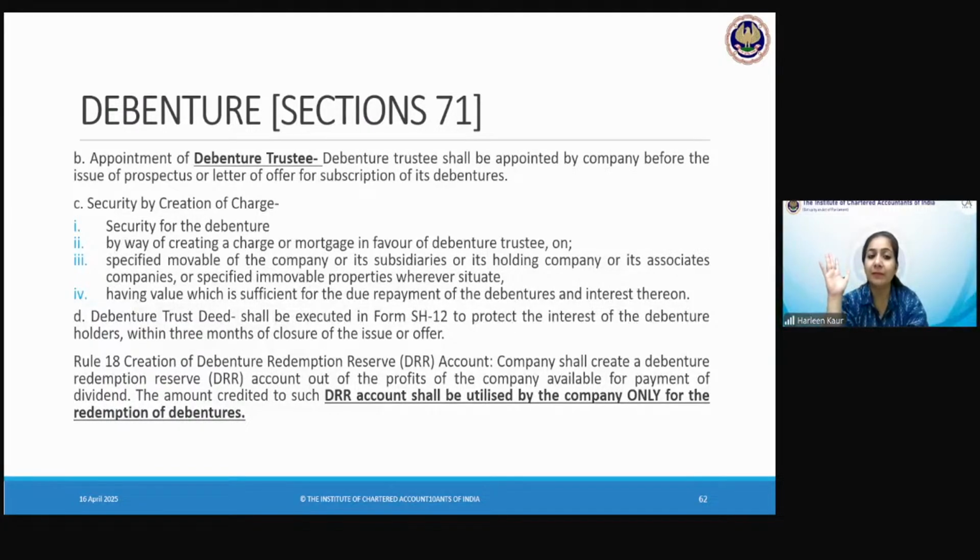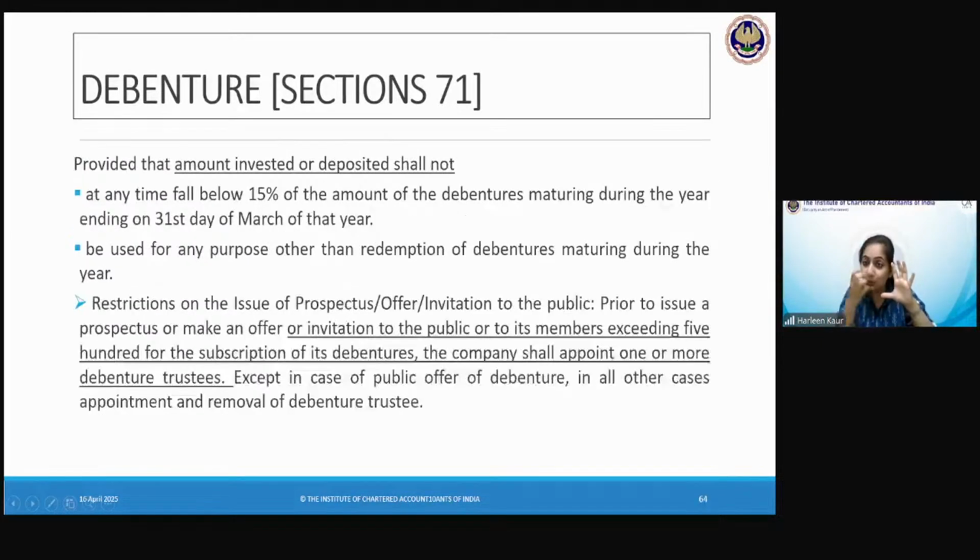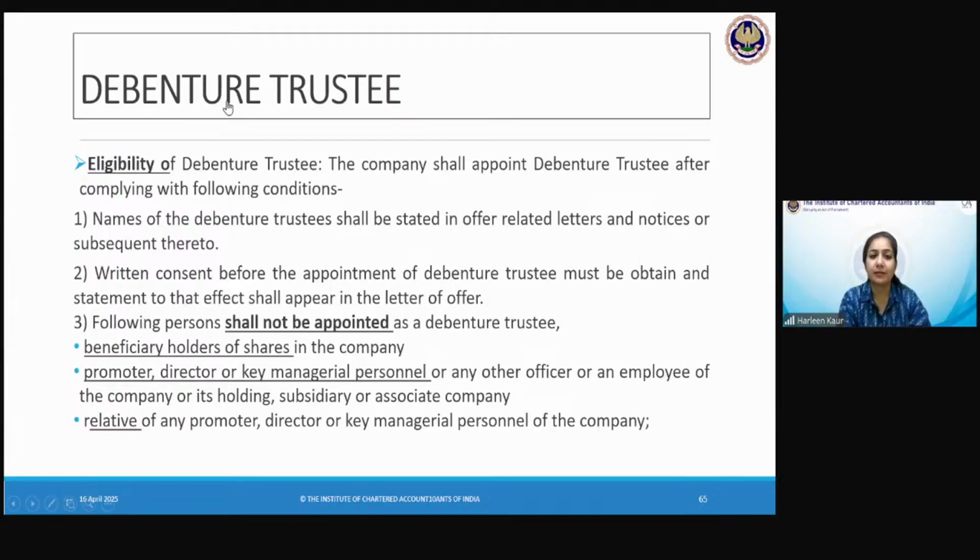SH12 is the form for the debenture trust deed that you have entered. DRR is created. How much amount are you going to invest in DRR? 15% of the amount you will be investing in the DRR for the deposits which are maturing during the financial year. So 15% of the debentures maturing during the financial year, that much amount you will be depositing in the debenture redemption reserve. And when you use that amount for repaying the debentures, make sure that the current balance shall not go below the 15% of the amounts matured. Is that clear?